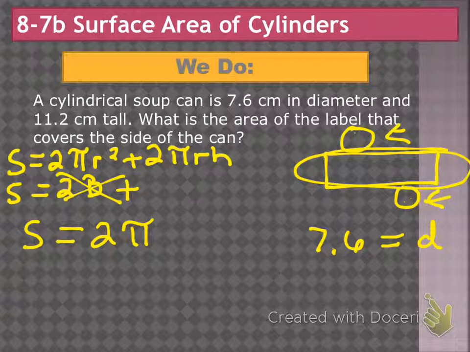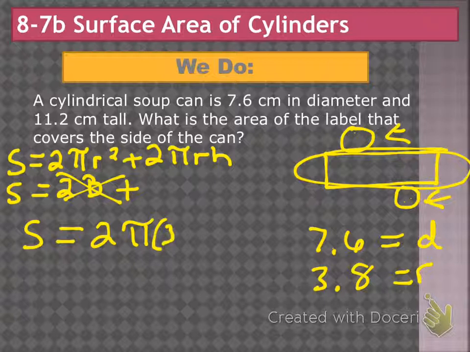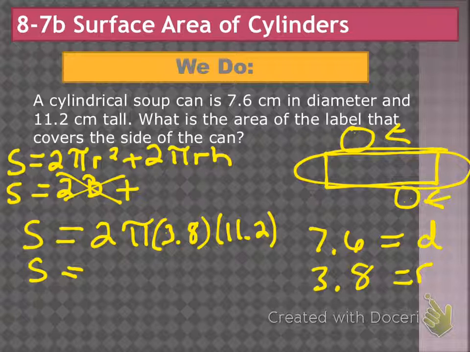Remember, diameter is 7.6 centimeters. So my radius is going to be 3.8, half of it, divide by 2. And the height of the can is 11.2 centimeters. So if you put all that in your calculator, again, they're not going to find the surface area of the whole can, just of the label section. It would be 267.4 centimeters squared for the size of the label, the area that the label covers.